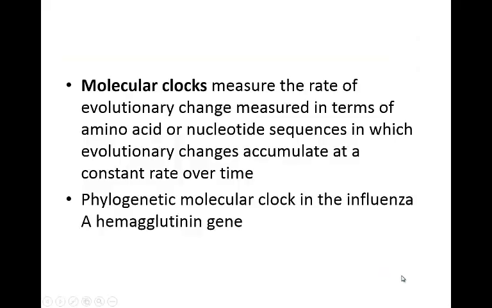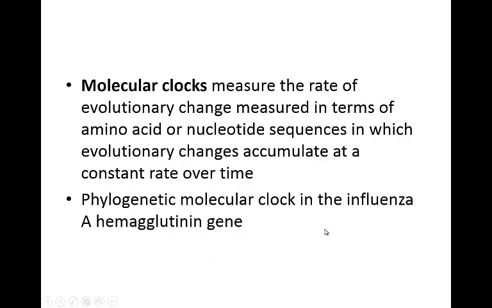Molecular clocks measure the rate of evolutionary change in terms of amino acid or nucleotide sequences. What we're going to assume is that these changes or mutations accumulate at a constant rate over time. We're going to assume these organisms were not exposed to any unusual chemicals or UV radiation or anything like that, but that the overall mutation rate remains constant over time.